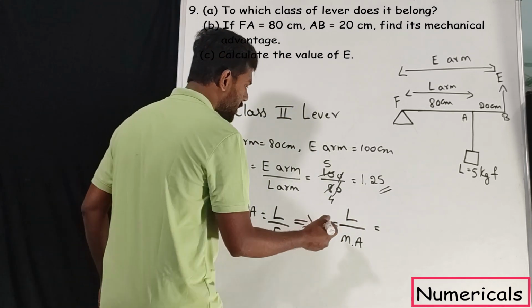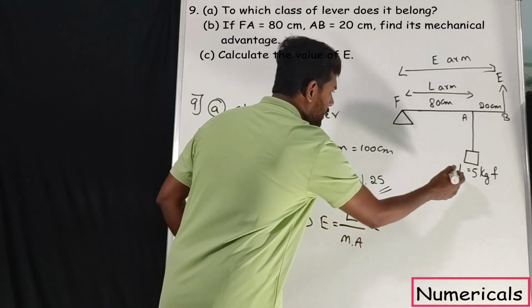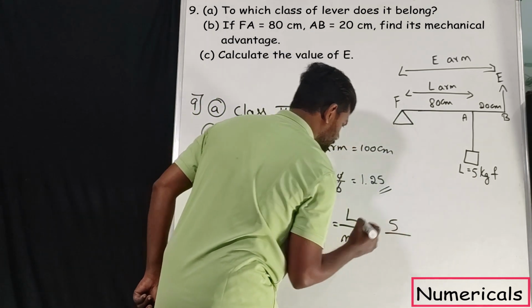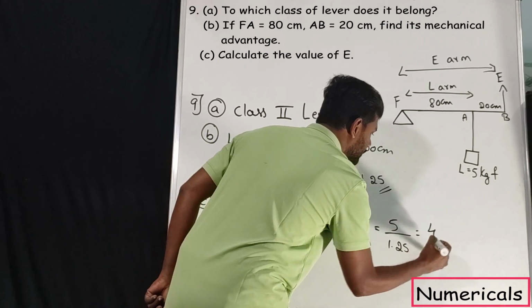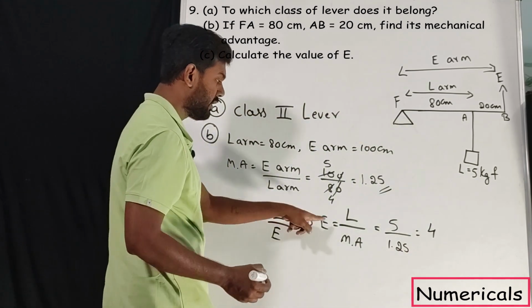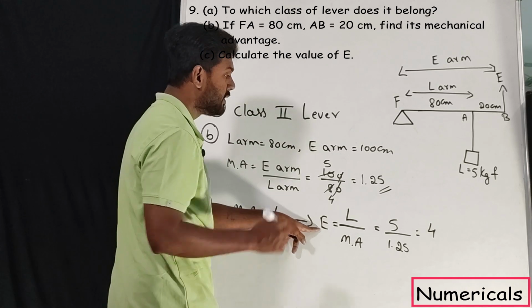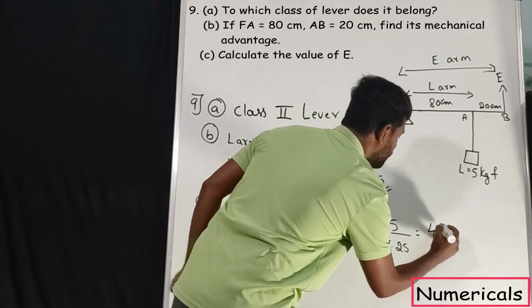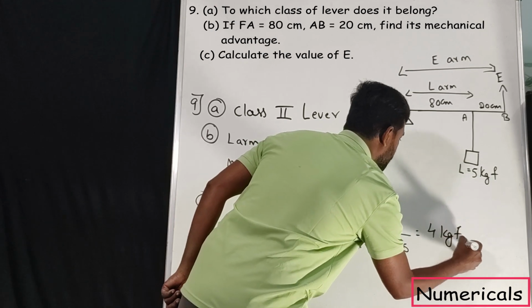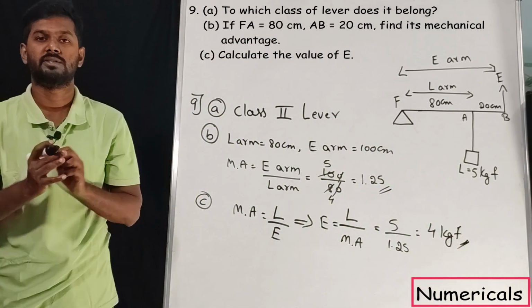Okay. Now see, load value is 5 kgf and mechanical advantage is 1.25. The answer will be 4. So what we are finding? Effort. What is the unit of effort? That depends upon load. What is the unit of load? That is kgf. So effort value will also be kgf.